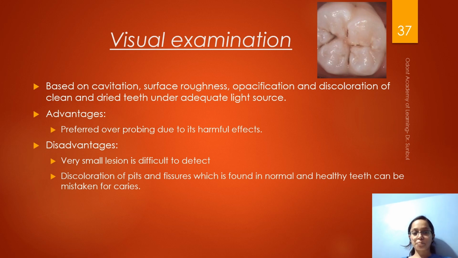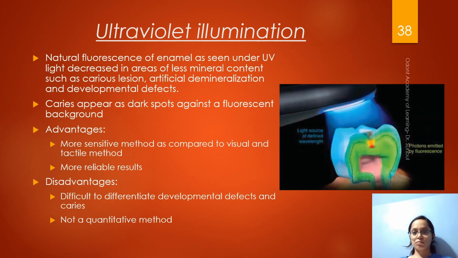Okay, but sometimes what happens is if the lesions are very small, they sometimes do go unnoticed by us. And sometimes the pit and fissure, they are normally stained. Some people have it, healthy teeth have it, and we sometimes confuse it with pit and fissure caries. So that is one disadvantage.